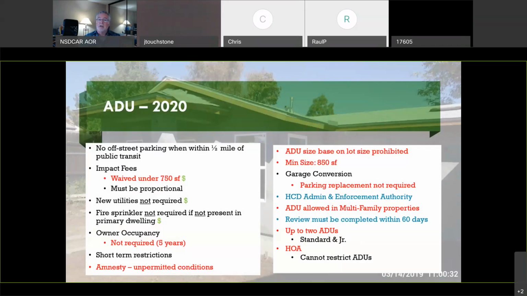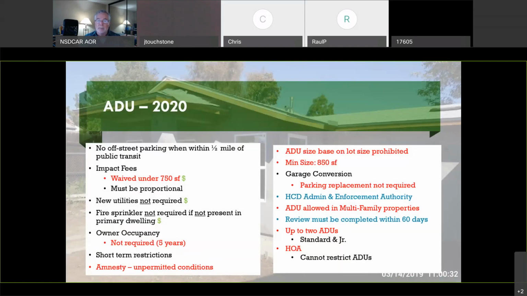There's sort of an amnesty opportunity. I fielded several questions in the recent past where people do have unpermitted conditions. They're trying to figure out how to approach this. So this is a great time to take care of this. You don't want to be on the other side of the equation where you're caught.